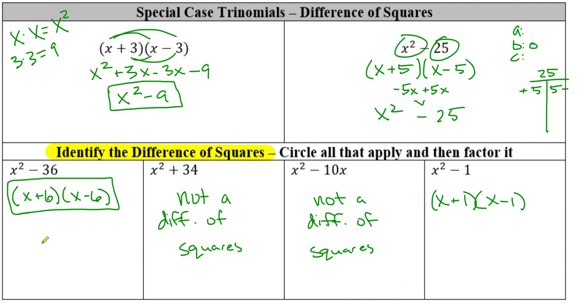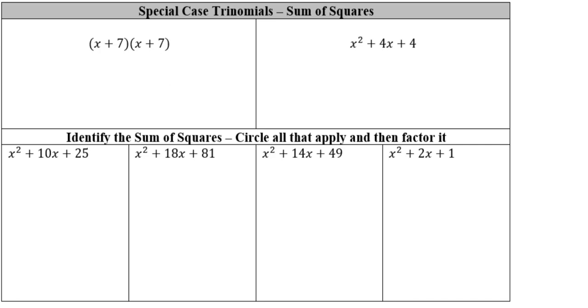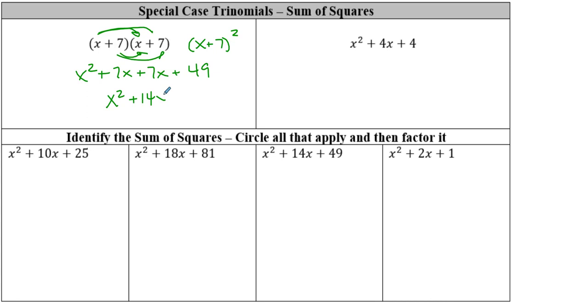You're going to see them a lot in Algebra 2, so make sure this is one that you remember for the books. All right, last but not least, this is our last example. We actually have what we call the sum of squares. And remember, we have seen this before. If it is something times itself, we can write it like this. When we distribute, we end up getting x squared plus 7x plus 7x plus 49, and then we get x squared plus 14x plus 49.